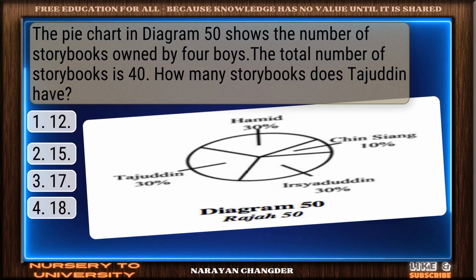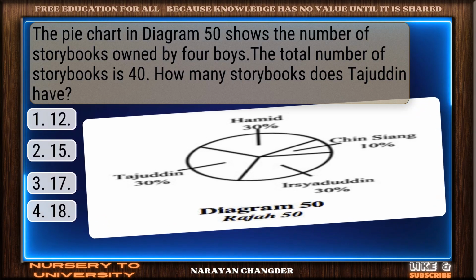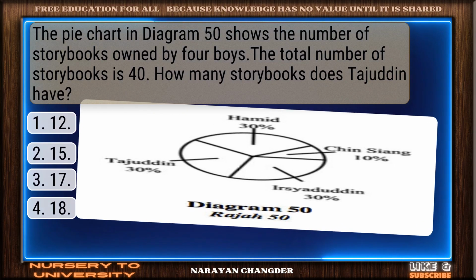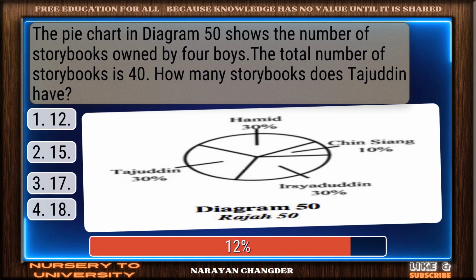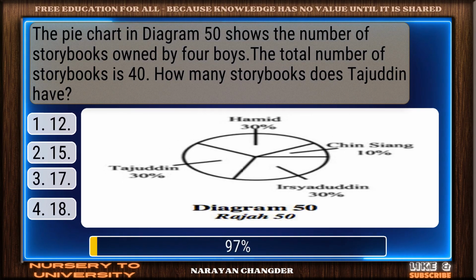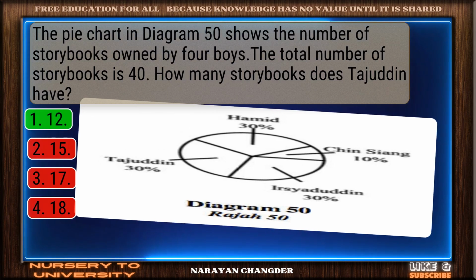The pie chart in diagram 50 shows the number of storybooks owned by 4 boys. The total number of storybooks is 40. How many storybooks does Tajuddin have? Well picked. 12 is the correct answer.